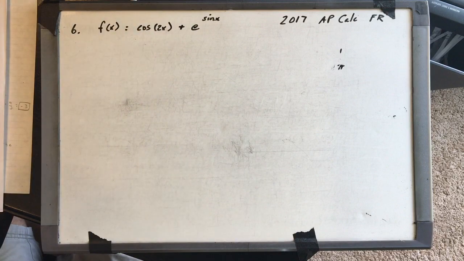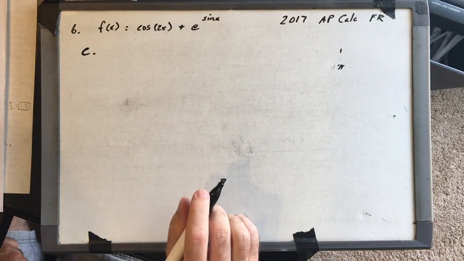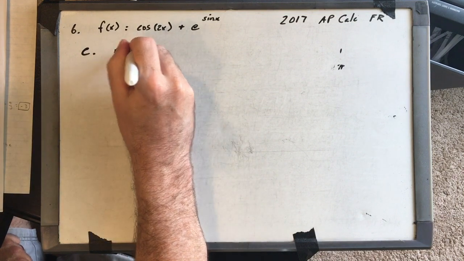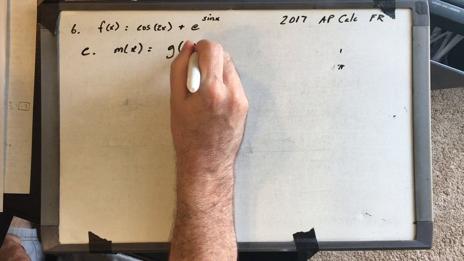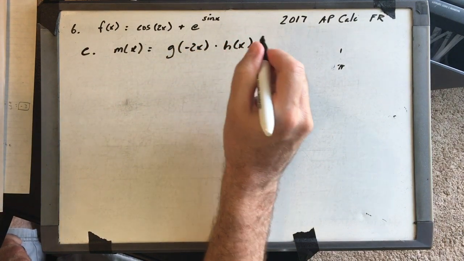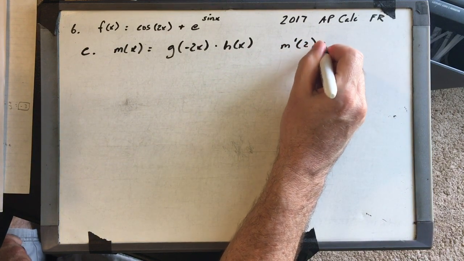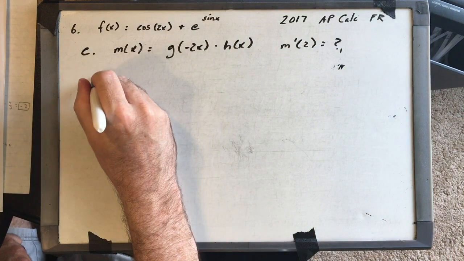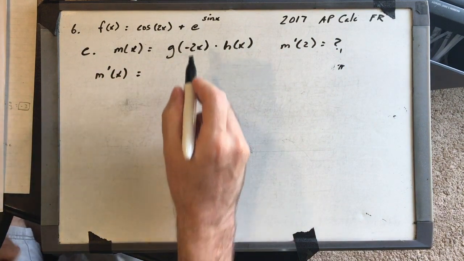Let's take a look at part C. So part C says m of x is equal to g of minus 2x times h of x. We want to find m prime of 2. All right, well, first we got to take the derivative of this thing. So get m prime of x. All right, this is a product rule.